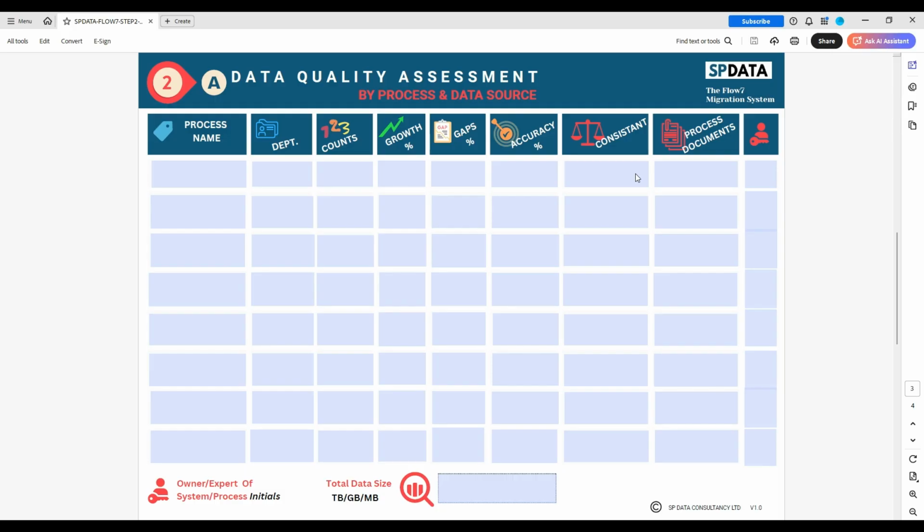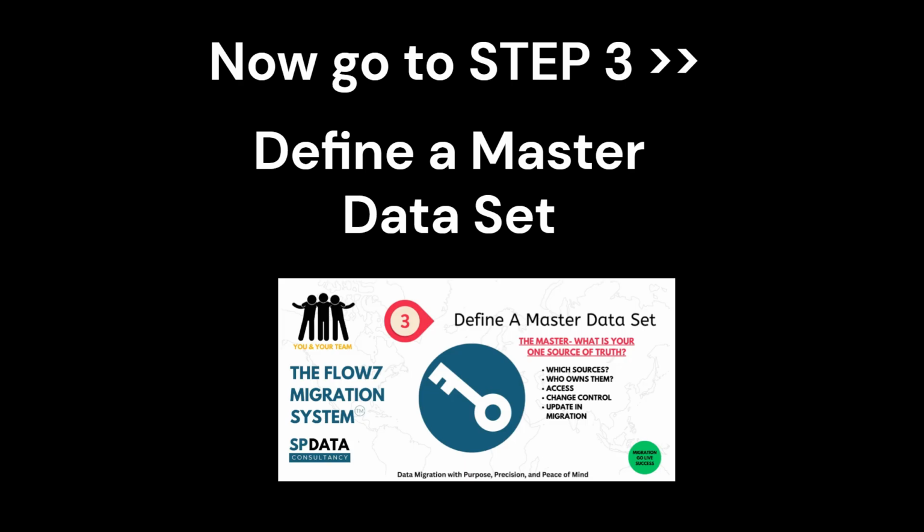Whichever approach you take, whether you're recording your assessment in an Excel sheet, in this, or in some other document, make sure to carry out an adequate data quality assessment for your needs. So the next step of the Flow7 migration system is to define your master data set.